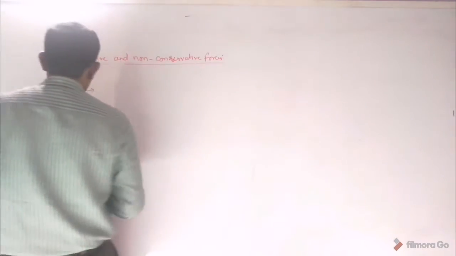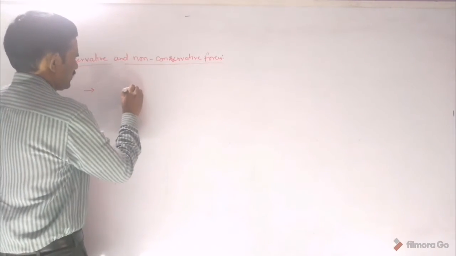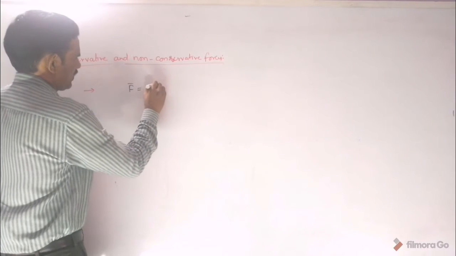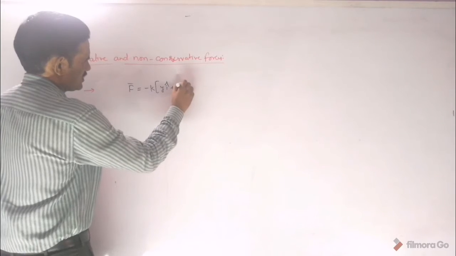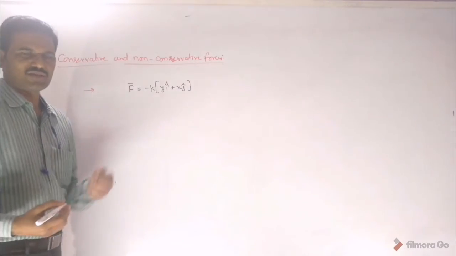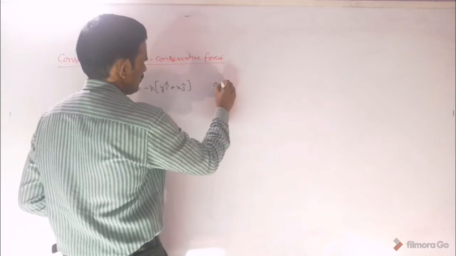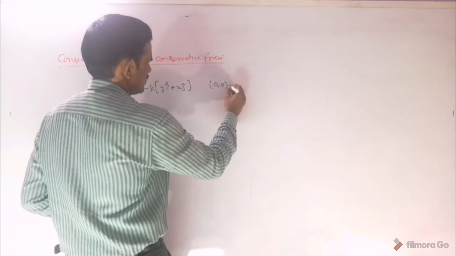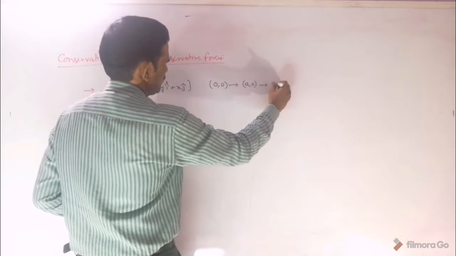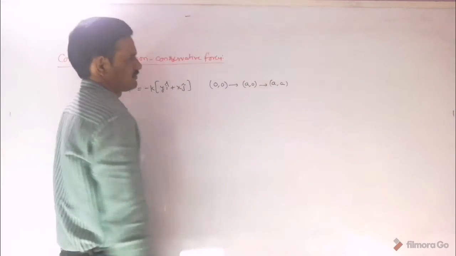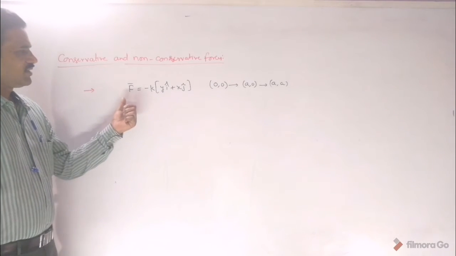So suppose there is a force F bar is equal to minus k into (y i cap plus x j cap). Suppose I am taking this force here. The particle is initially at (0, 0). First it is displaced from this position to (a, 0), and then it is displaced to (a, a). So that is our condition here.